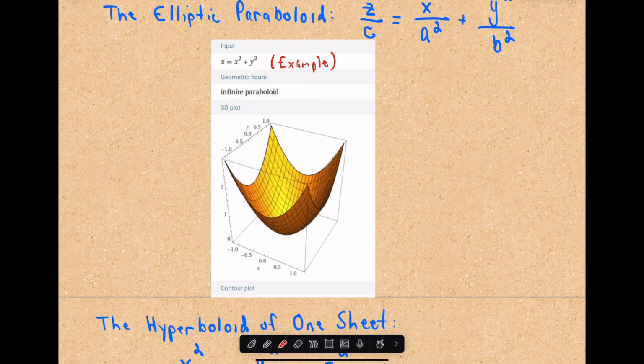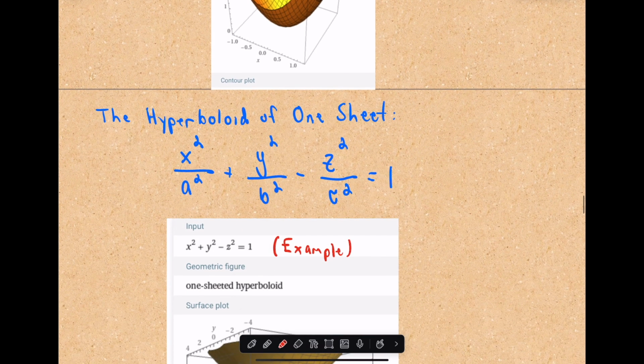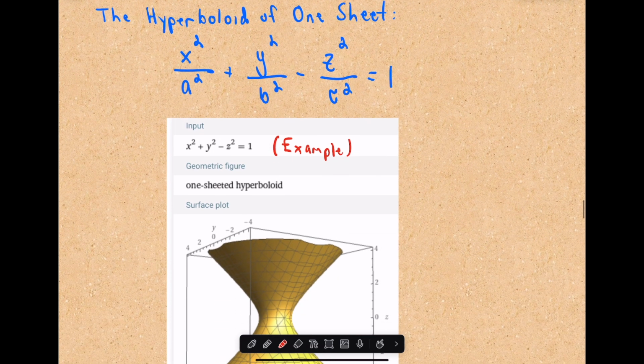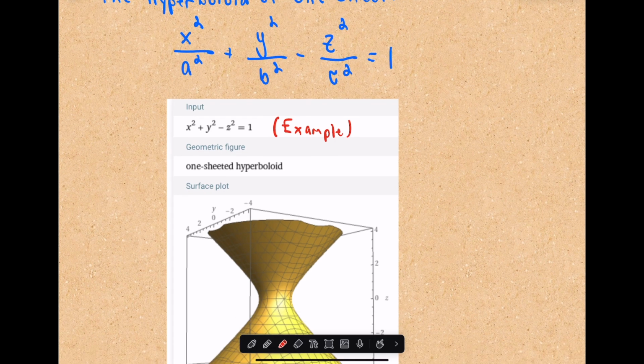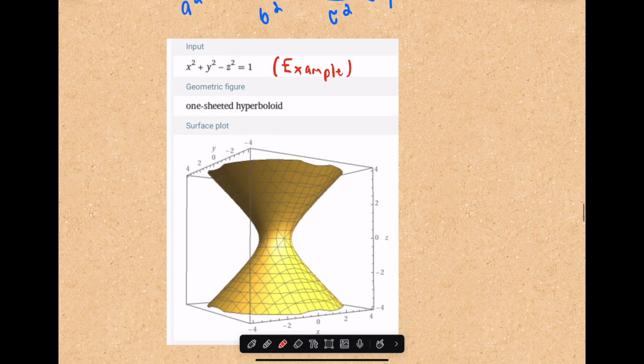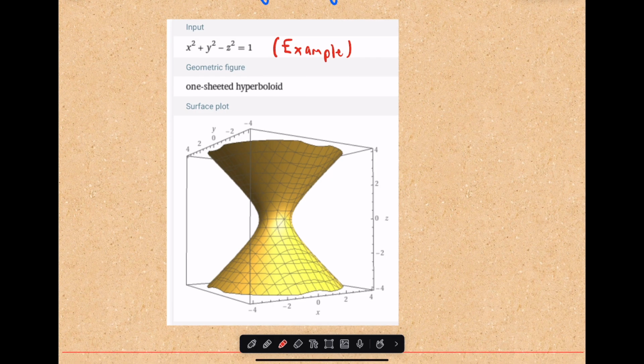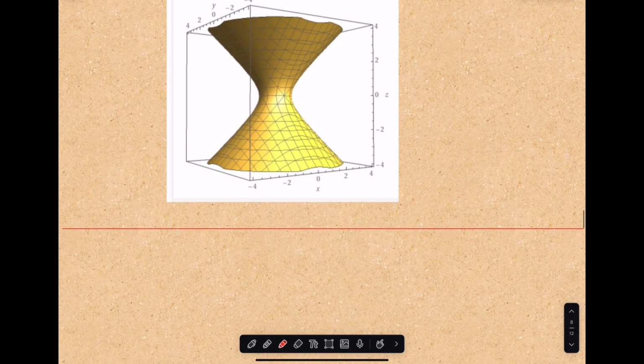Next up, we have the hyperboloid of one sheet. This is going to have the form x squared over a squared plus y squared over b squared minus z squared over c squared equals 1. Notice two of our variables are positive, and one of them has a negative sign in front of it. Again, I just let a, b, and c all equal 1 here, just to give a basic example. Here you can see it almost looks like one of those cones, but it doesn't quite come down to a point, right? There's a little bit more space in there, but moderately similar.